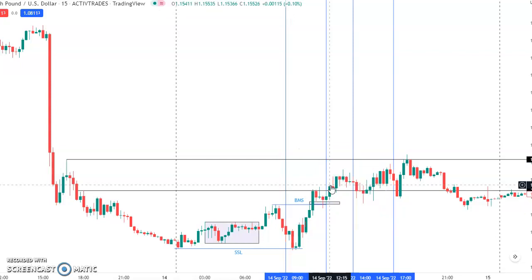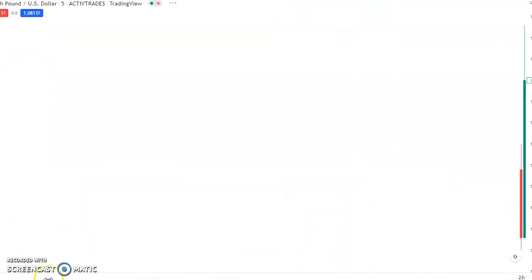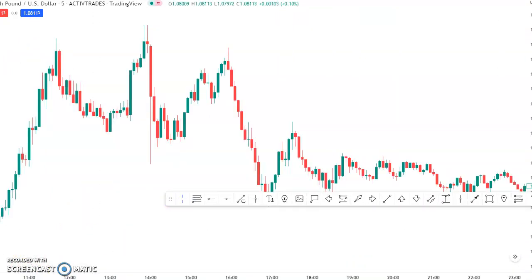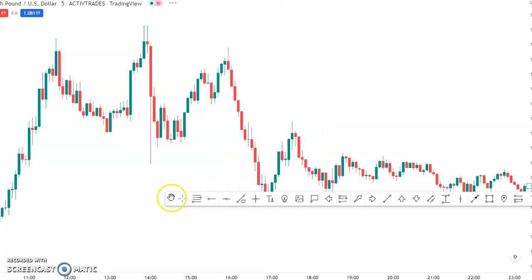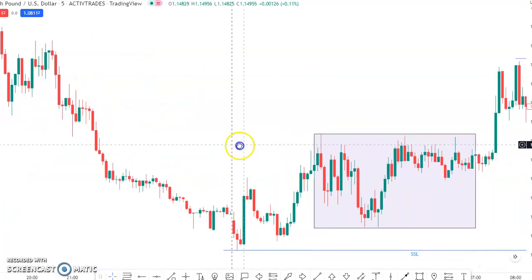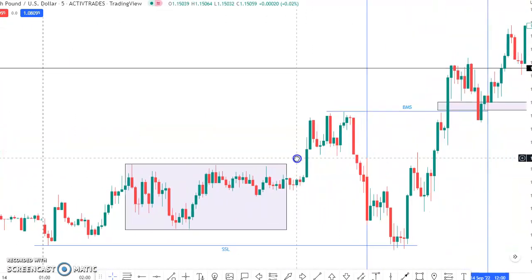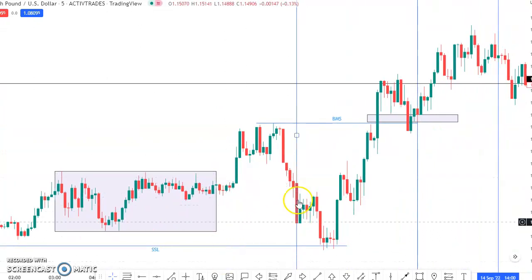That is on the 15 minute, and if we were to move to the lower time frame, allow me to change this just a minute. 14th of September. If we were to move to the lower time frame, this is how the chart would have looked. So basically we would have gotten a much lower entry in this sense.